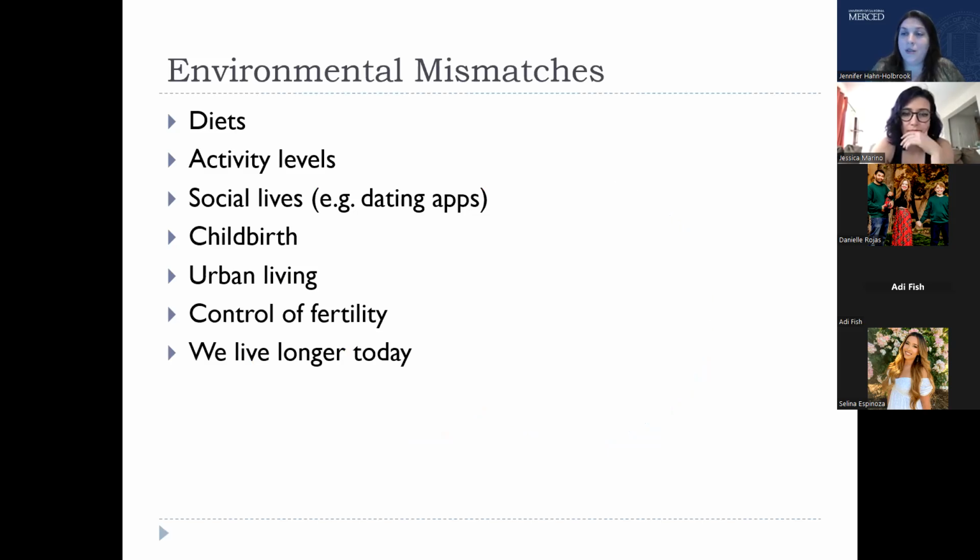Environmental mismatches include diet, activity levels, and our social lives. We're supposed to be living in groups of about 100 to maybe 300 people. And now I could tweet something and it'd be seen by a million people today. That's crazy. We're not evolved to deal with this kind of large scale social environment.